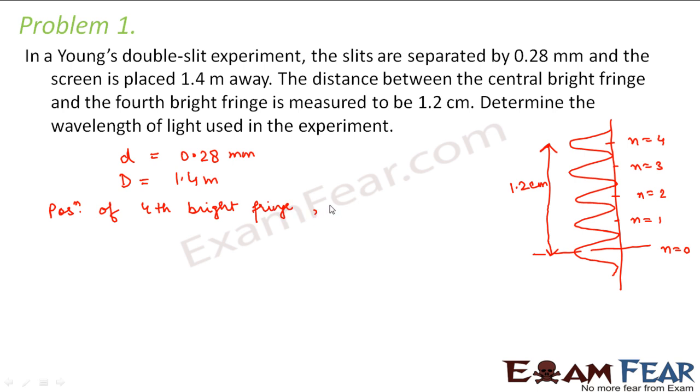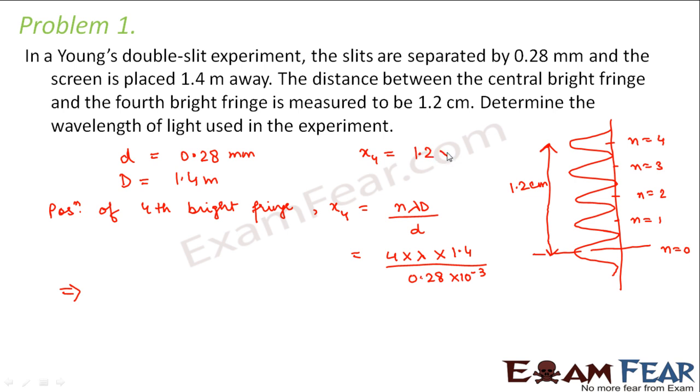So what would be the position of the fourth bright fringe? That is x4, which is equal to n lambda capital D divided by small d. Here n is 4. What is lambda? We don't know. So lambda into capital D, 1.4, divided by small d, which is 0.28 into 10 to the power minus 3. Now, what is the position of the fourth bright fringe? It is 1.2 centimeter. So x4 is 1.2 centimeter, which is 1.2 into 10 to the power minus 2 meters.